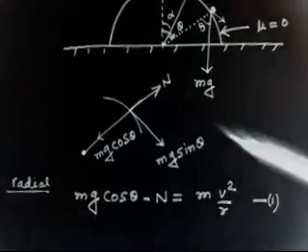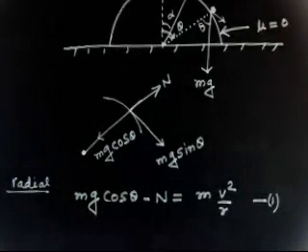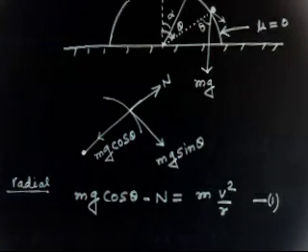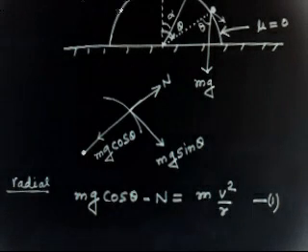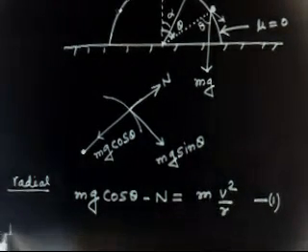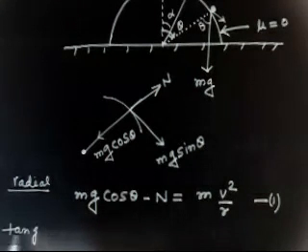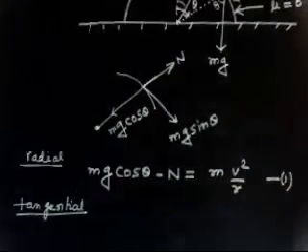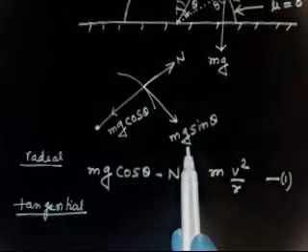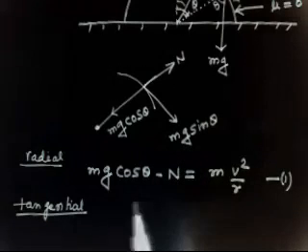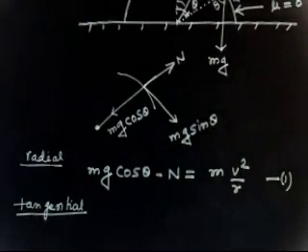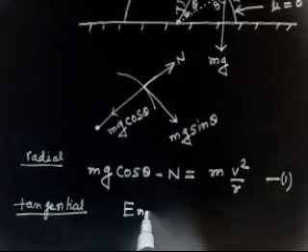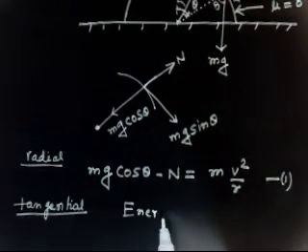Now the second equation, that is the tangential equation, I can get in two ways. I can either write the equation of motion and then integrate, or I simply write energy conservation. So in the tangential direction I can get the equation two ways. Either I write the equation or I simply do energy conservation. Applying energy conservation is always easy. So let us apply energy conservation to find the tangential equation.